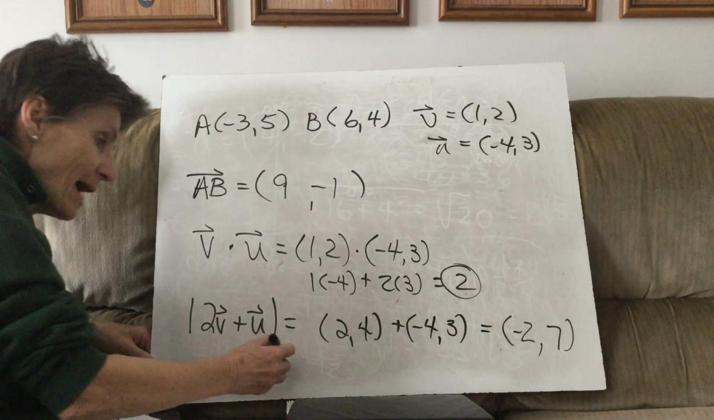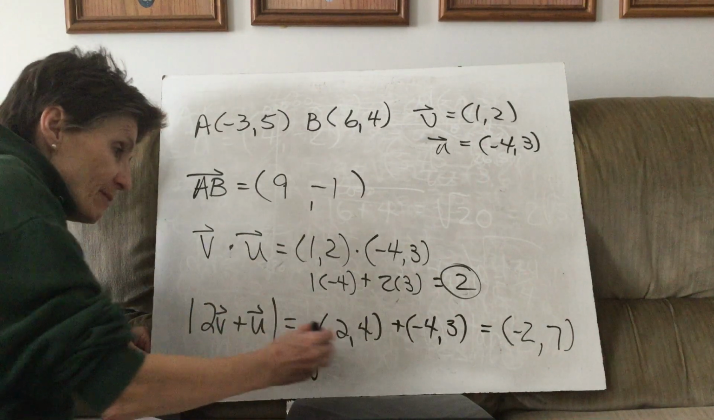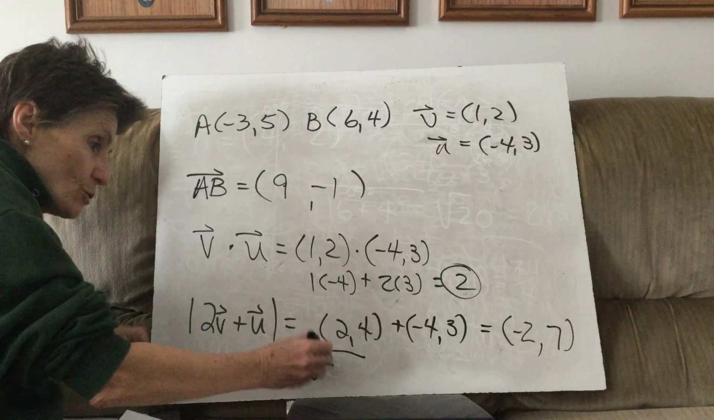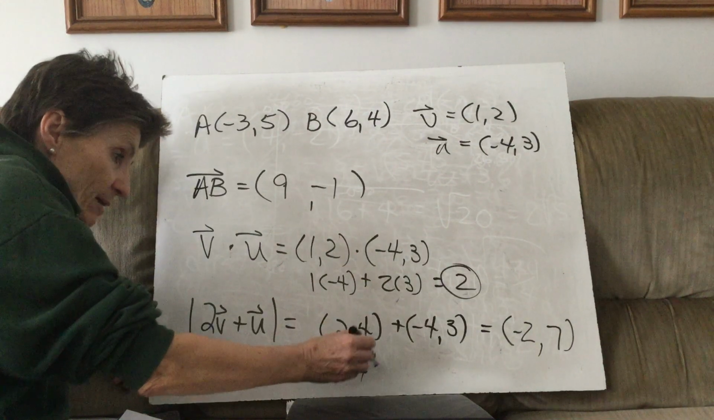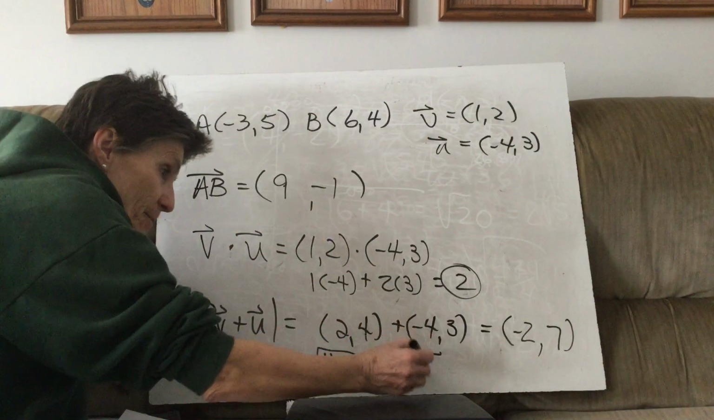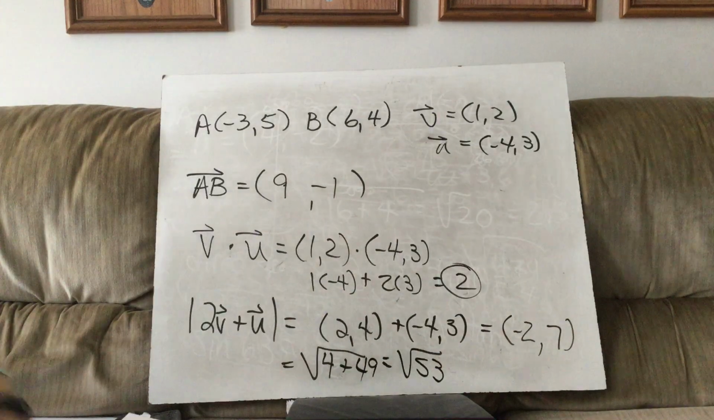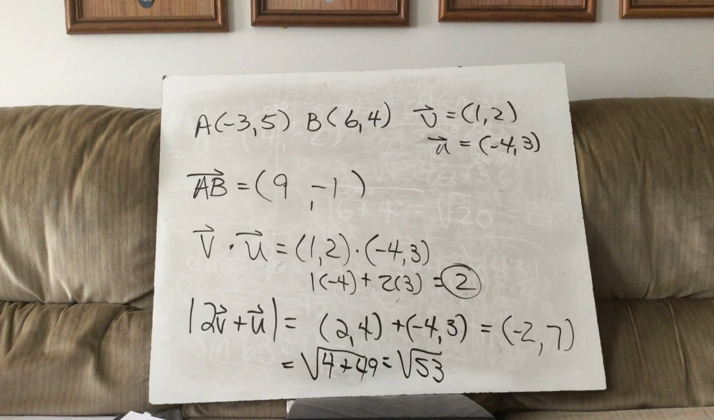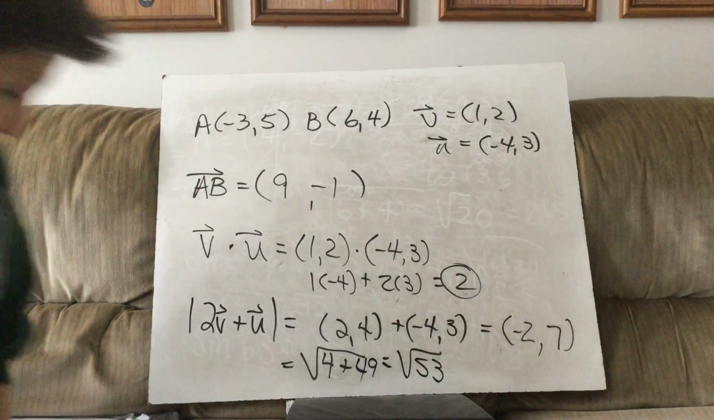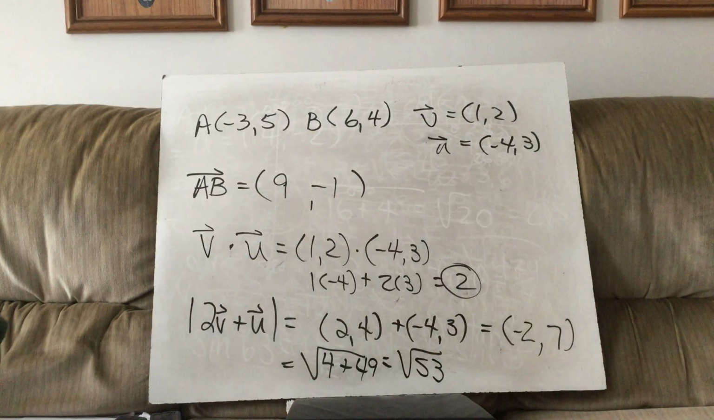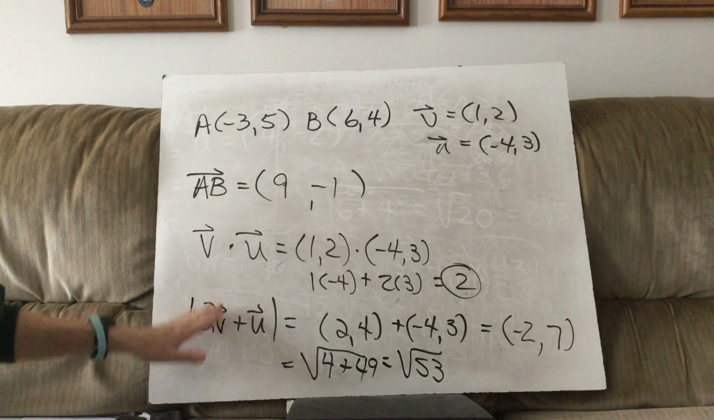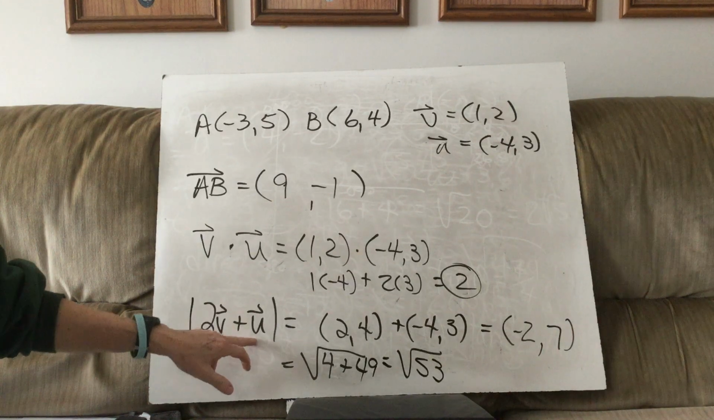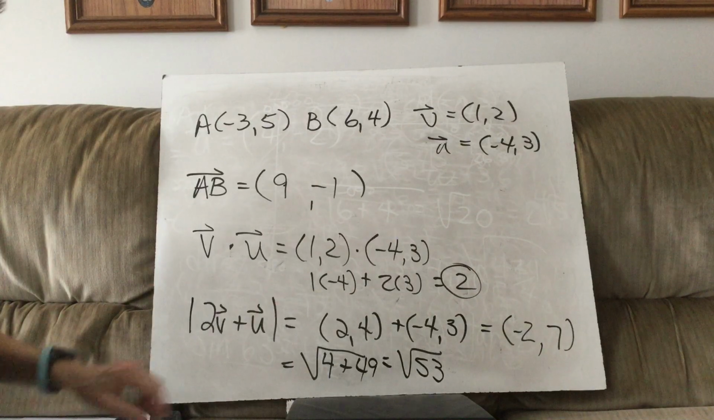Now I'm going to find the magnitude of that, and to find the magnitude, I square the first one, square the second one, add them up, and take the square root. So the answer to the question, the final answer, is the square root of 53. So we do what's inside first. So 2 times v, add it to u, and then do the magnitude.